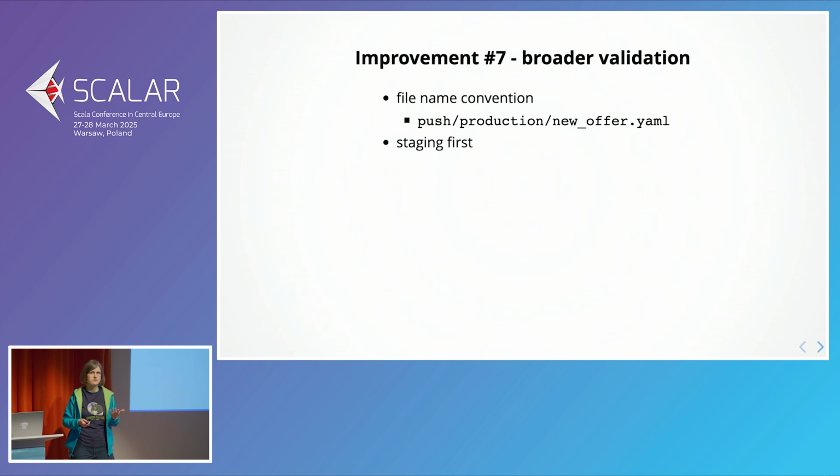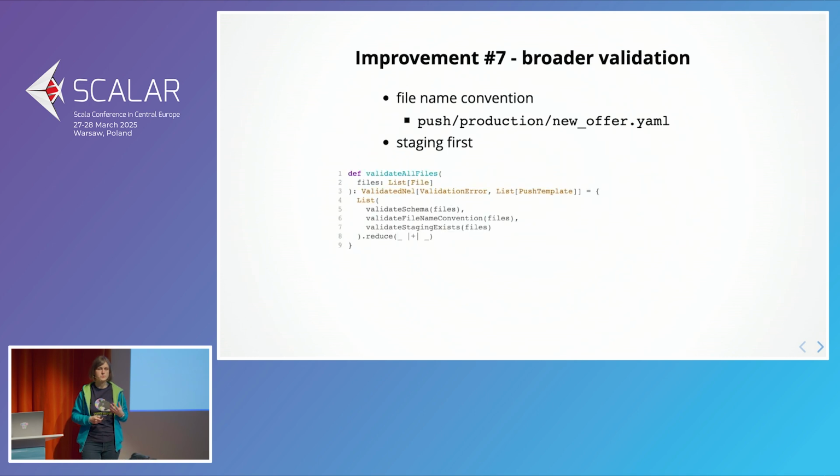And similarly, we can think of other validations, like maybe for each production template, there needs to be a staging template first to make sure that things are tested in the correct order and that there are no typos between what we think we are testing and what we are really testing. And validations like that can be added to this validated non-empty list. So to this collection of errors that you may want to have returned at once.